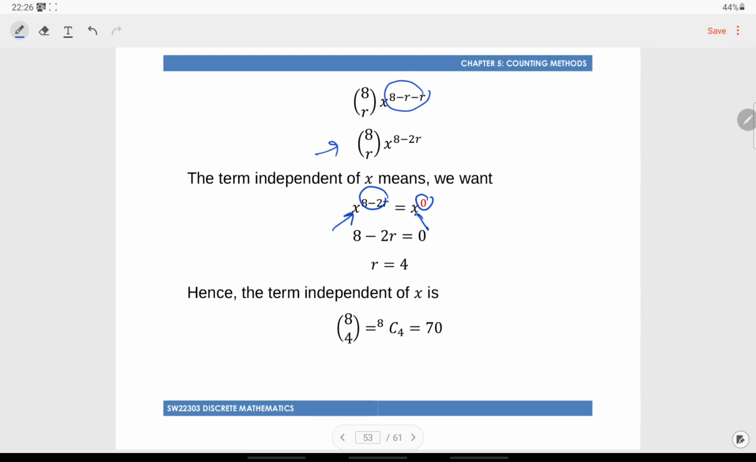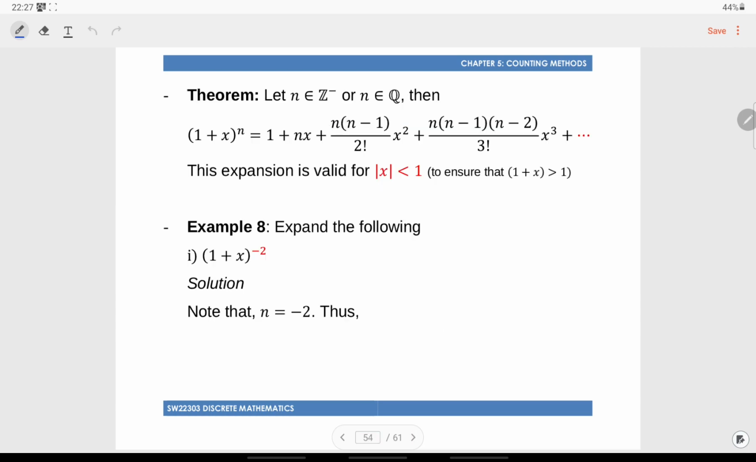Back to the original expression, we have n choose r as 8 choose 4, and 8 choose 4 is equal to 70. Because the exponent of x is already equal to 0, we only focus on this part, so that part is equal to 70. So 70 is the term that is independent of x in the given binomial expansion.